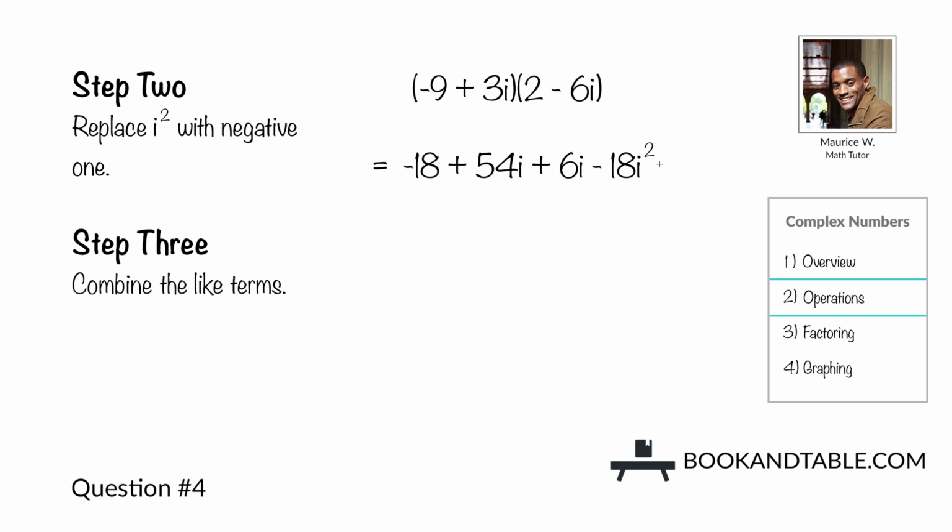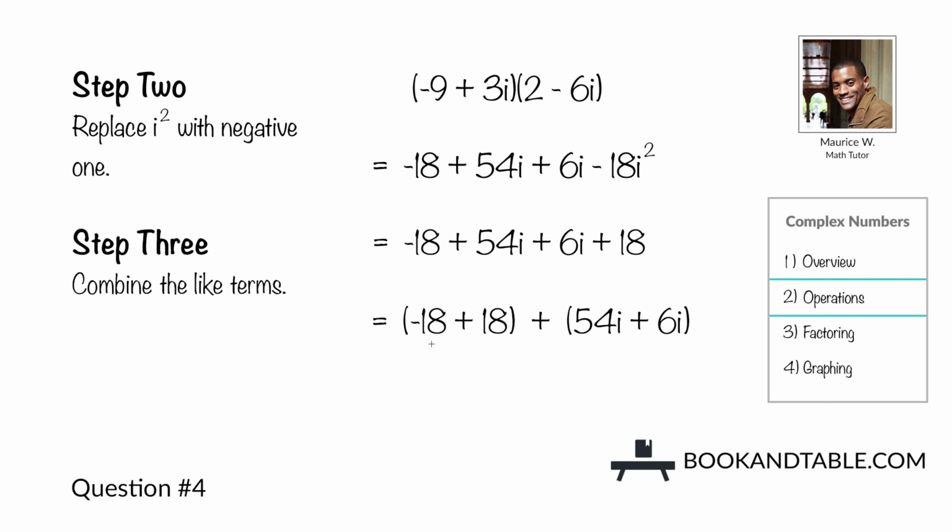So now we'll want to replace i squared with its equivalent, negative 1, giving us negative 18 times negative 1, which is positive 18. Step 3, combine the like terms. Negative 18 plus 18 will wind up canceling each other out since they equal 0. And we combine 54i and 6i. 54i plus 6i is equal to 60i. So the final answer, negative 9 plus 3i times 2 minus 6i is equal to 60i.